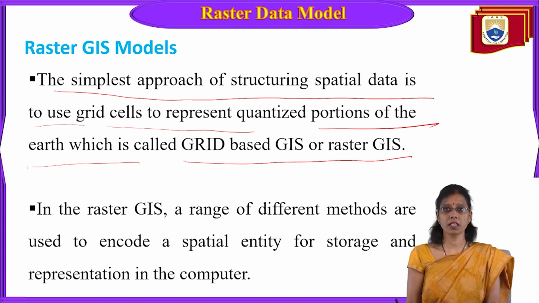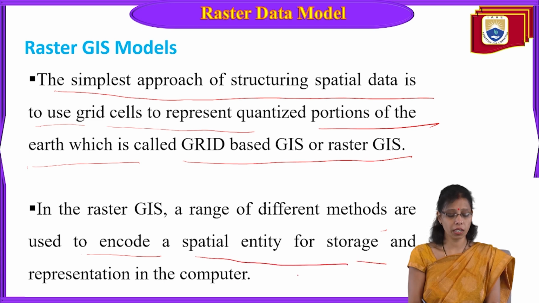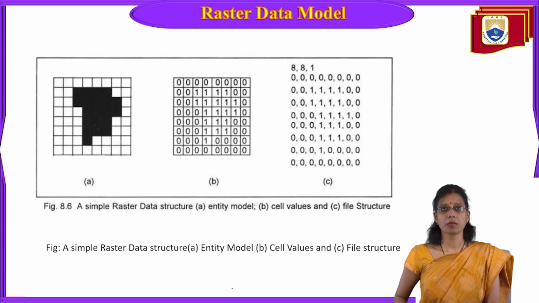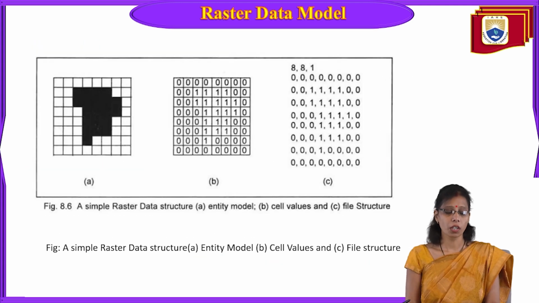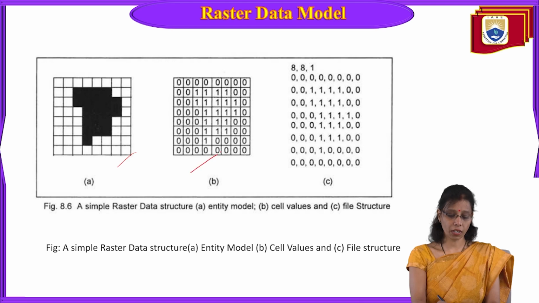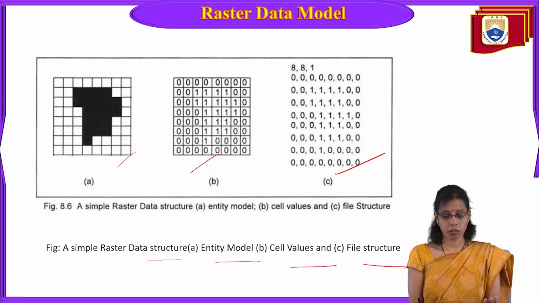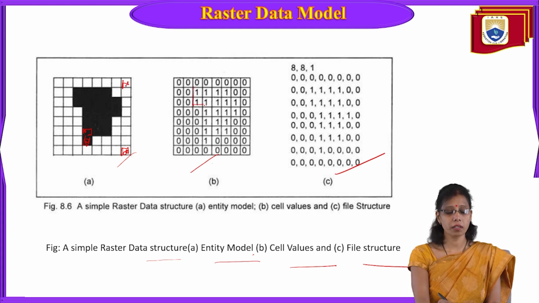So in the raster GIS, a range of different methods are used to encode a spatial entity for storage and representation in the computer. This is a simple way of representation. In a computer system, these are the different ways it is represented. First, you can see a simple raster data structure: entity model, cell values, file structure. So the whole raster data is represented like this. The entity model is represented by covering the grid cells. Wherever the grid cells cover, it may be here, it may be here, right? The same thing you can see here.